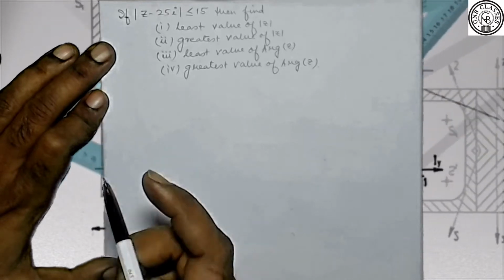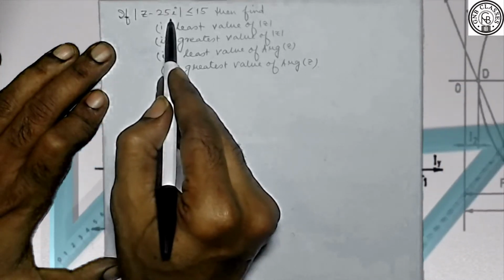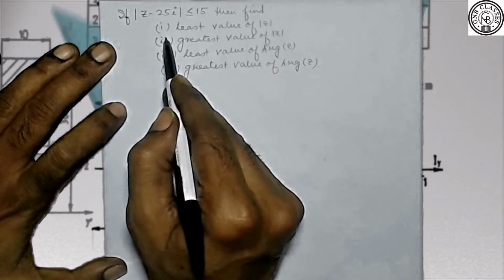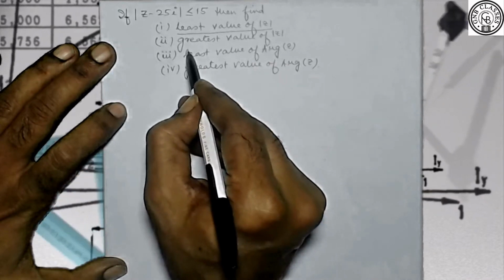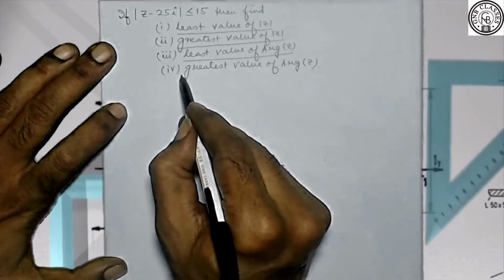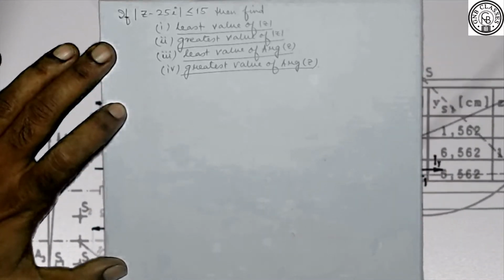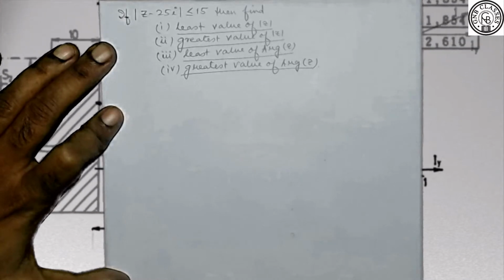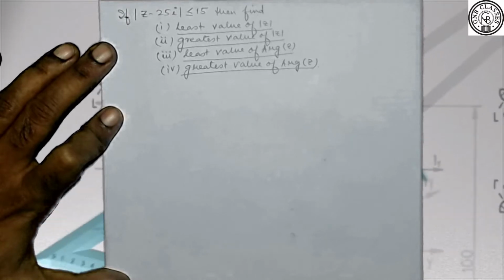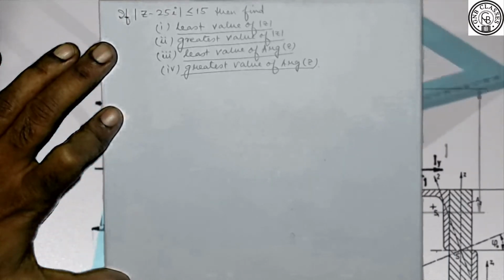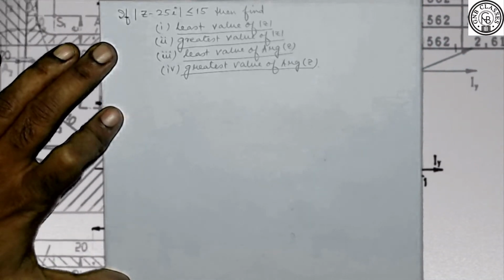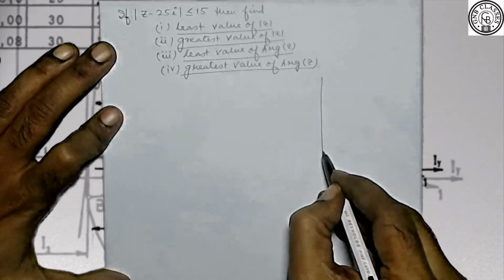See this question, it's a very interesting question. If mod of z minus 25i is less than or equal to 15, then find the least value of mod z, the greatest value of mod z, the least value of argument of z, and the greatest value of argument of z. That's it. Now you will understand, if you have understood the graphical representation of complex numbers, how easily this problem can be solved. The moment you draw the diagram, everything will be clear to you. Let me first draw the diagram on the Argand plane.